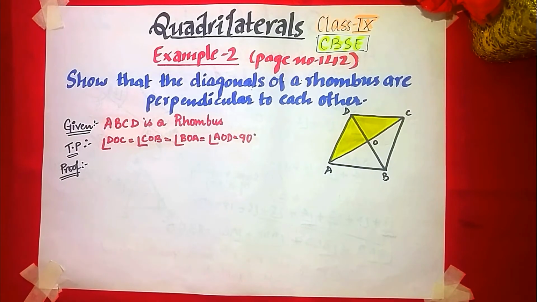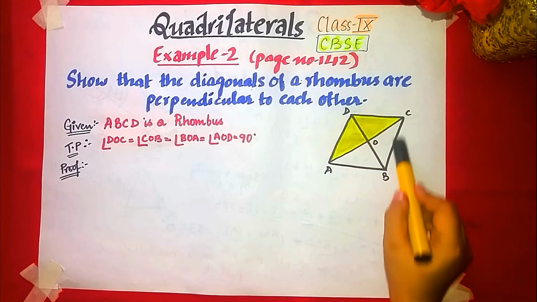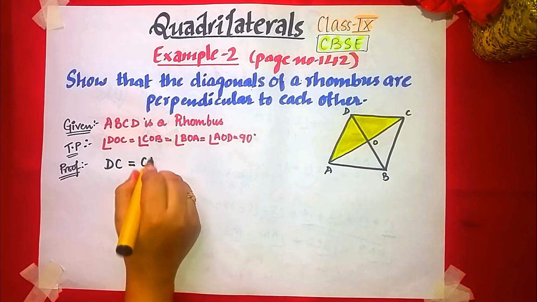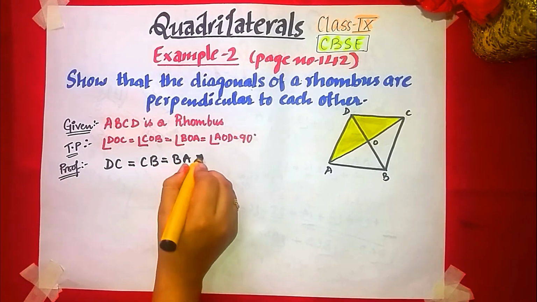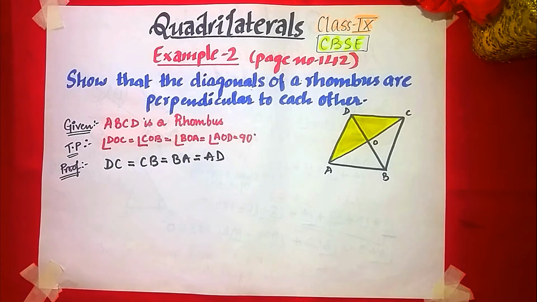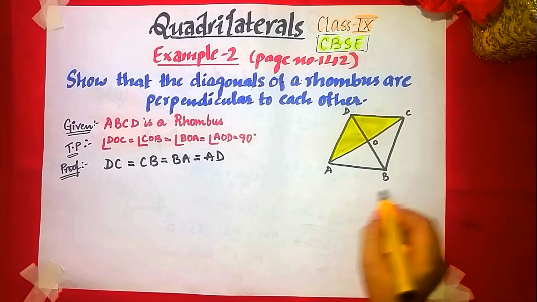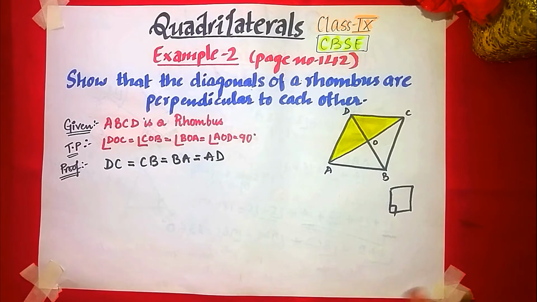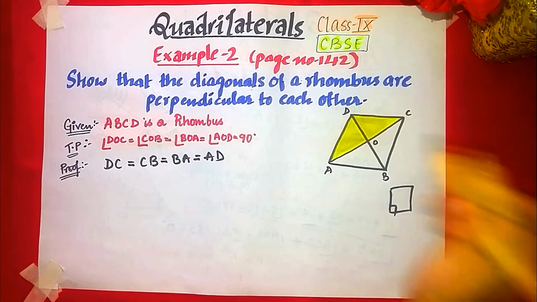So students, before we prove them to be congruent, we will first discuss the properties of a rhombus. A rhombus is a special type of parallelogram. It is similar to a square because all the sides in a rhombus are equal. That is, in a rhombus, DC is equal to CB is equal to BA is equal to AD. All the sides are equal, but the only difference between the square and the rhombus is that in the square the angles are 90 degrees, but in a rhombus the angles are not 90 degrees. So the first thing we came to know is that all the sides are equal.